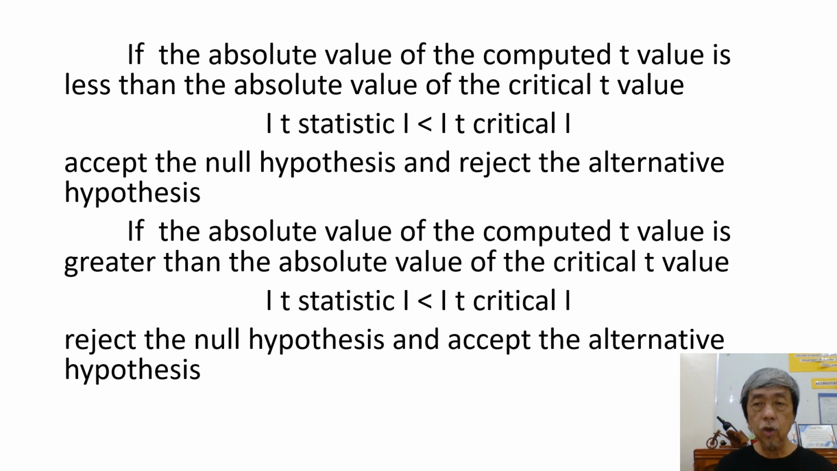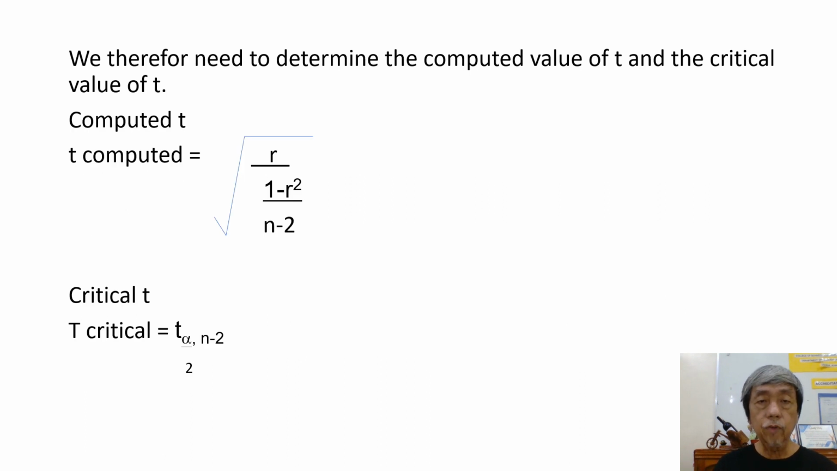If the absolute value of the computed t-value is less than the absolute value of the critical t-value, accept the null hypothesis and reject the alternative hypothesis. If the absolute value of the computed t-value is greater than the absolute value of the critical t, reject the null hypothesis and accept the alternative hypothesis. We therefore need to determine the computed value of t and the critical value of t. And these are the formulae for determining such values.